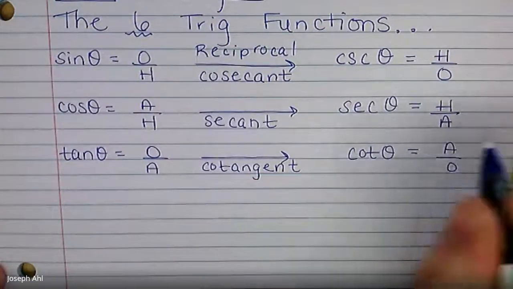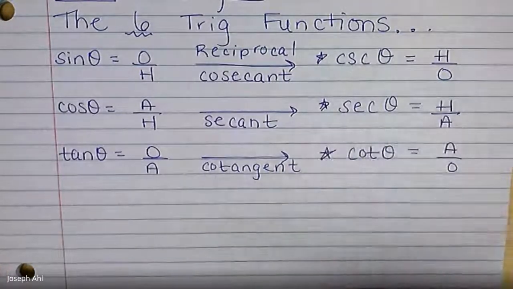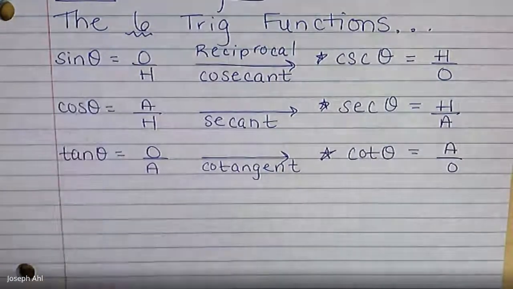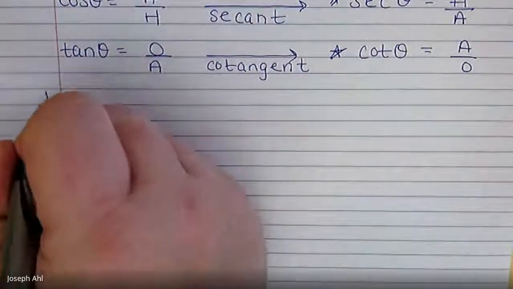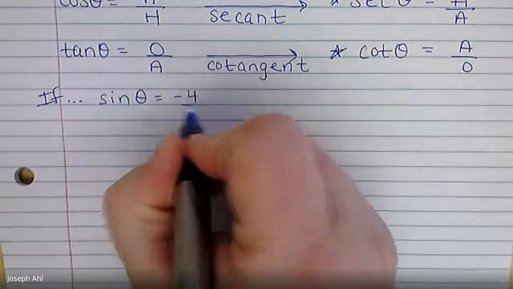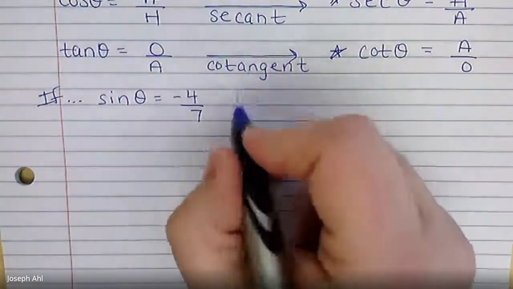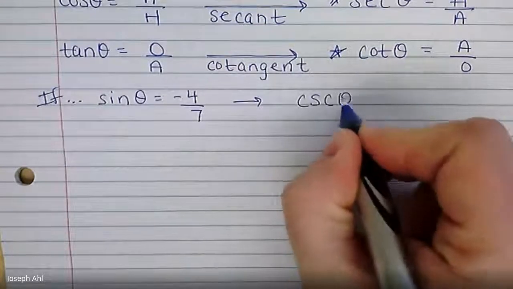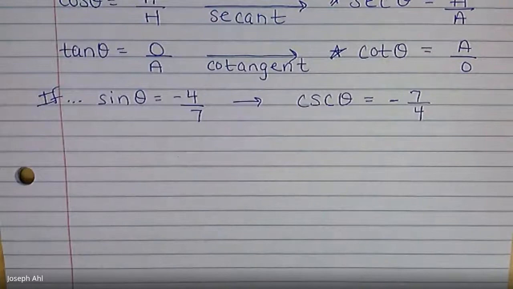So these three are ones that we're going to have to become just as familiar and comfortable with using as we have for the first three: sine, cosine, and tangent. If we have those three down, let's talk about some equivalencies. If I gave you sine of theta is equal to -4/7, what I know is that cosecant of theta, its reciprocal, would be -7/4. Just flip it on over.